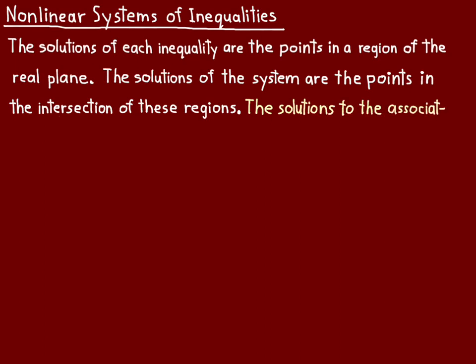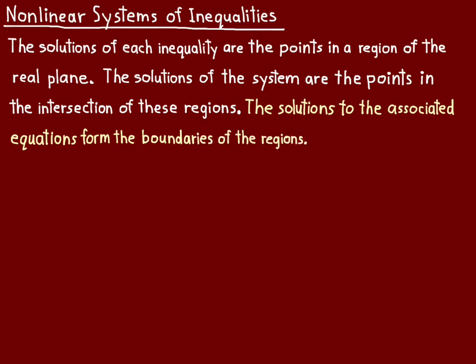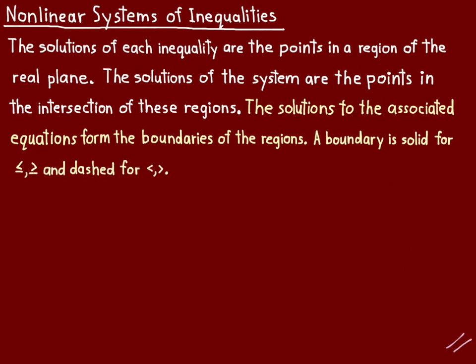The solutions to the associated equations, that is just replacing the inequality with equals, form the boundaries of the regions. So you graph those first. Okay, so the boundary is a solid curve for less than or equal to or greater than or equal to, and a dashed curve for less than or greater than, because there's no equals.